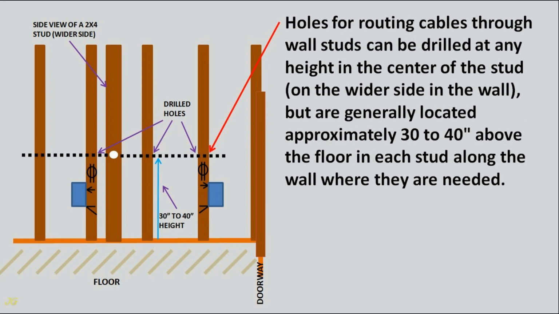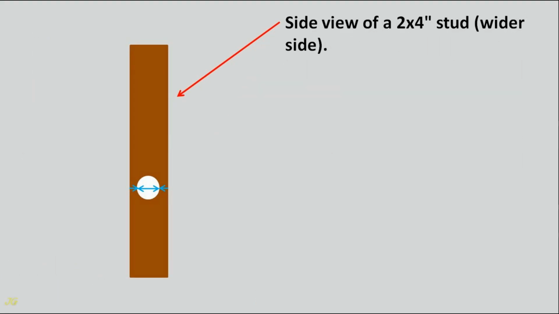Holes for routing cables through wall studs can be drilled at any height in the center of the stud, on the wider side in the wall, but are generally located approximately 30 to 40 inches above the floor in each stud along the wall where they are needed. Side view of a 2 by 4 inch stud, wider side.